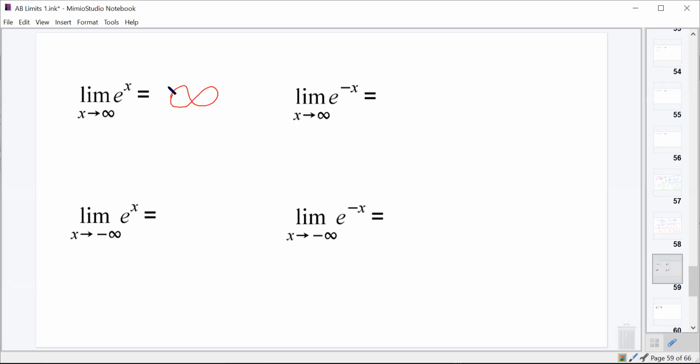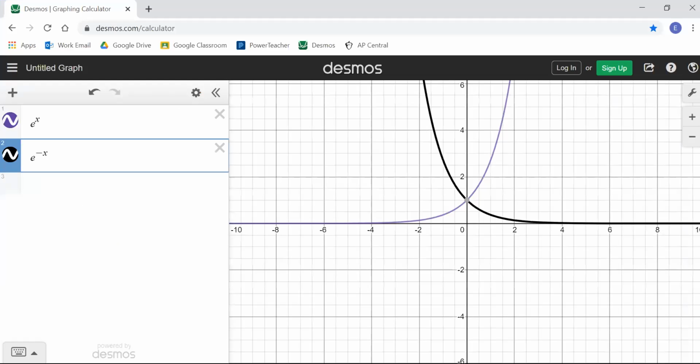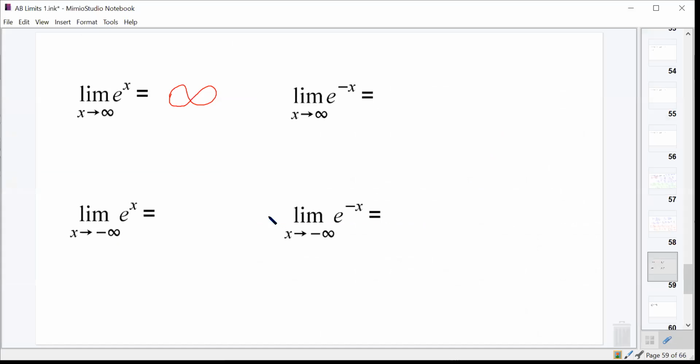And what about the limit as x approaches negative infinity of e to the x? Just based on our graph, as x approaches negative infinity for e to the x, that's this one. What does it look like it's approaching as we go towards negative infinity? 0. Sure looks like it's going towards 0, right?